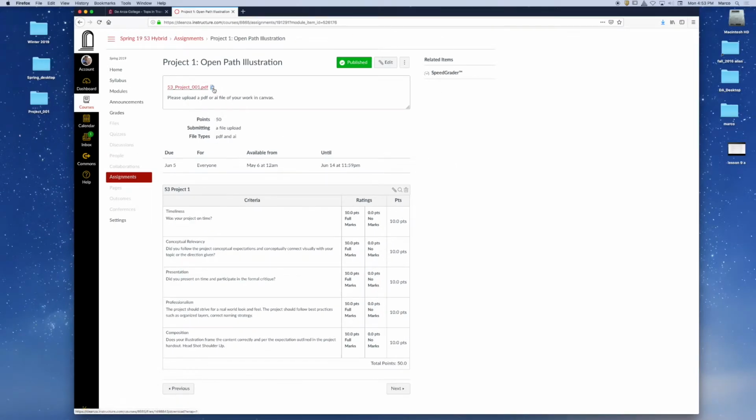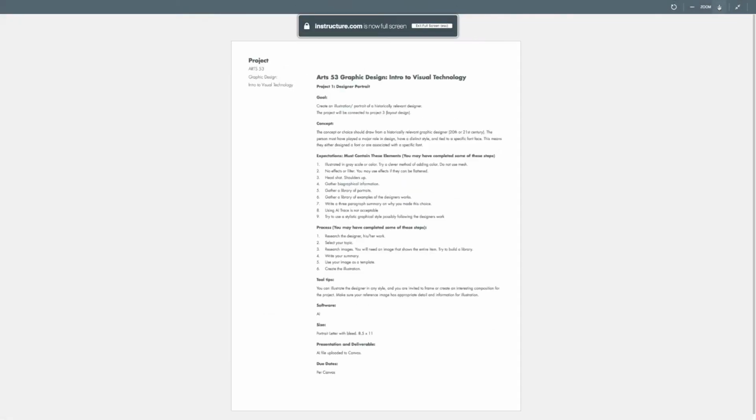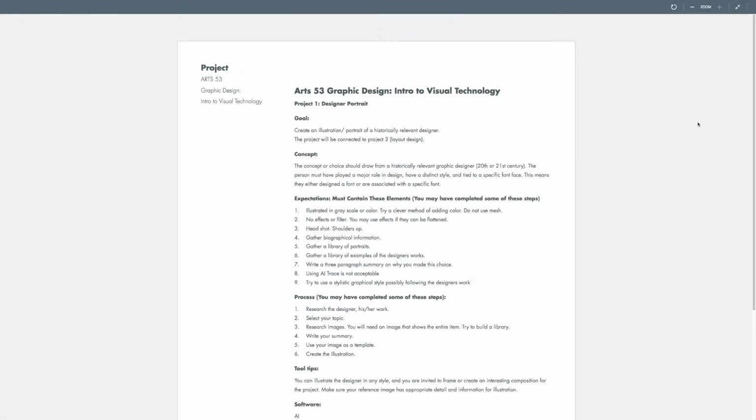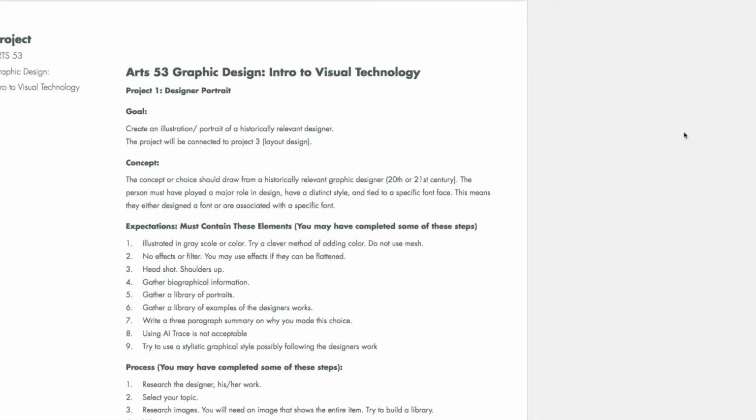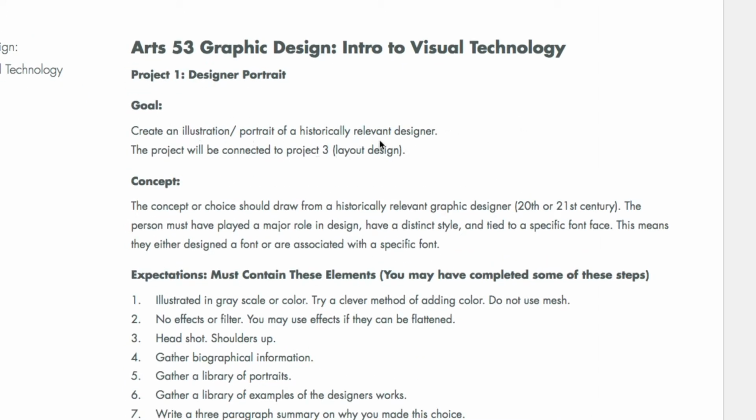Okay, so let's go over the handout. That way you can see what the expectations are. You've been working on this all quarter, and you've been gathering materials for this project. The goal is to create an illustration or portrait of a historically relevant designer. The project will be connected to Project 3 or Project 2, the layout design. So you need to finish this to finish the layout design.